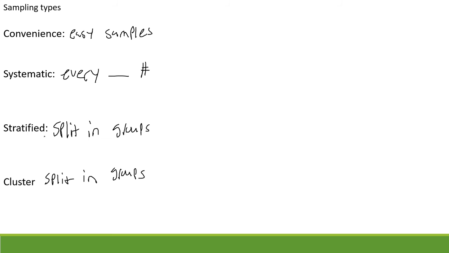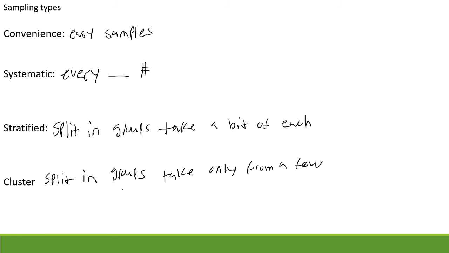The difference here is that for stratified, what you do is you take a bit of each. So in stratified, you take a bit of each group. In cluster, you take only from a few. So again, stratified means that you take a little bit from each. You're taking kind of a wide sample of all different categories, whereas cluster, it means you're only focused on a few.